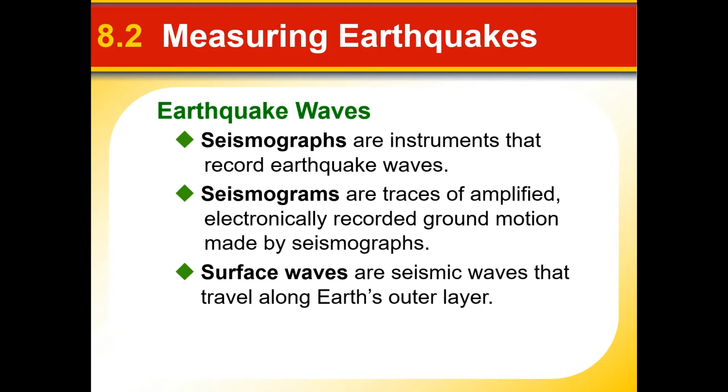Now, measuring earthquakes, we have seismographs, seismograms, and surface waves. Seismographs are the instruments, and seismograms are the records, the recorded data. Back then they used paper seismograms for their data. Today, they are digital data, when the time was analog. Now, surface waves are seismic waves that travel along the Earth's outer layer, and often these surface waves are the results of the movements of the body waves. So, we will discuss that later.